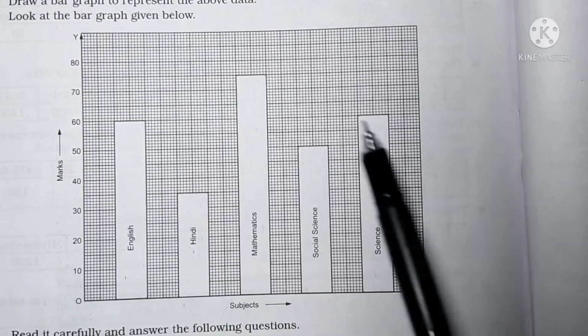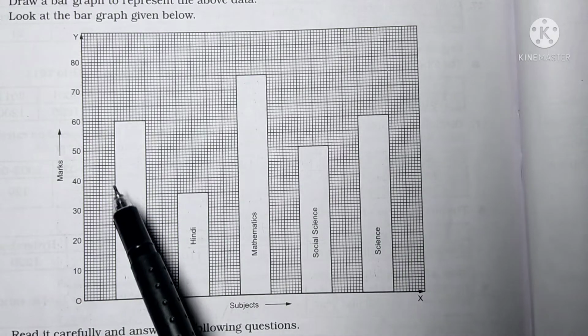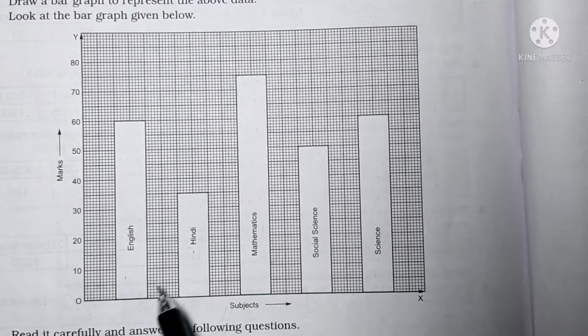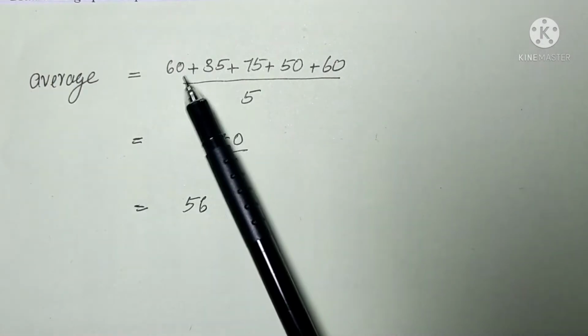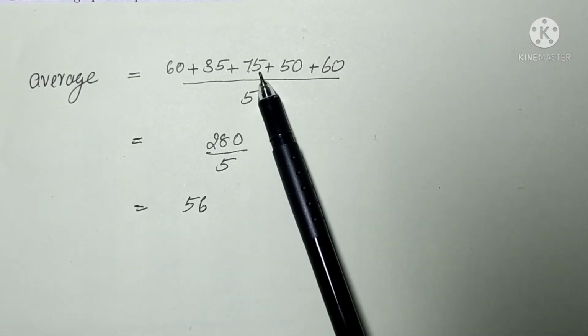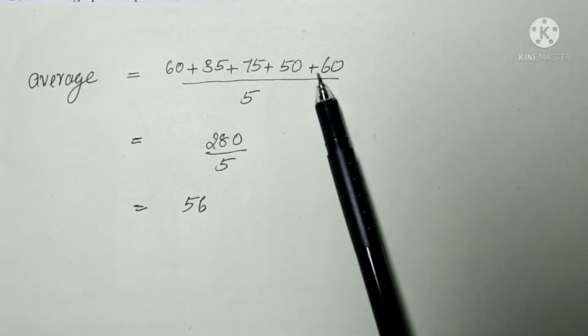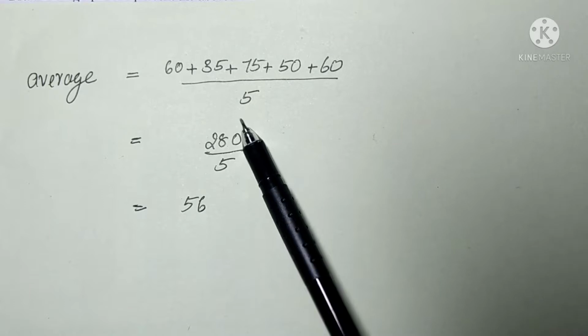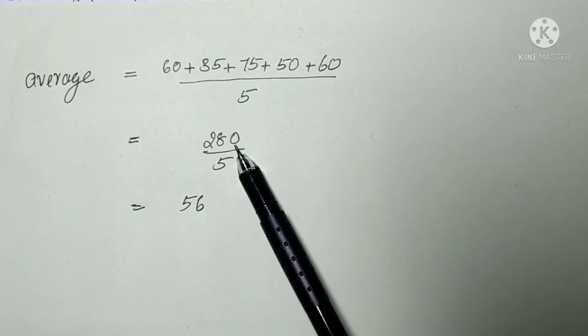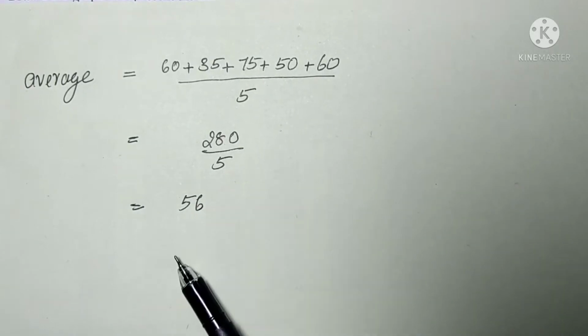60 marks. So we can add all these marks, and the total number of subjects is 5, so divided by 5 will give the average. Average is equal to 60 plus 35 plus 75 plus 50 plus 60, all divided by the number of subjects, which is 5. The sum of these marks is 280, divided by 5, which is equal to 56. Therefore, the average mark obtained by the student is 56 marks.